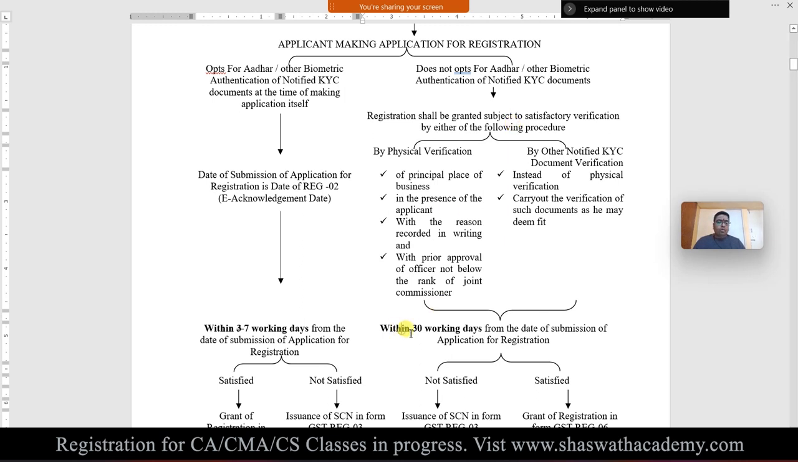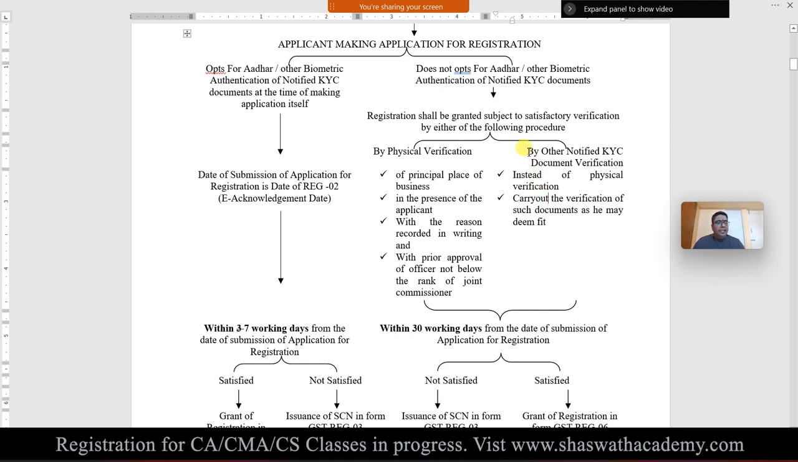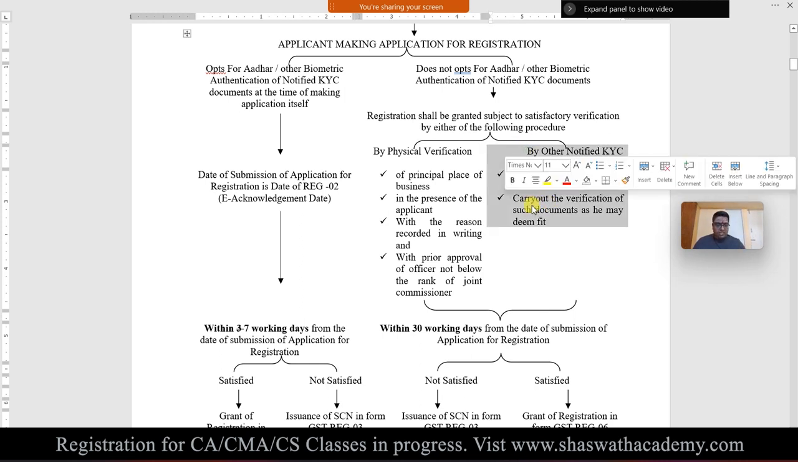We have to carry out the verification within 30 days, either a physical verification after taking prior permission from an officer not below the rank of JC. We have to go and conduct a physical verification in the presence of the owner or the proprietor or the person in charge of the business in the principal place of business. And if I don't want to go for the physical verification, I can call for other documentation which is going to prove it.